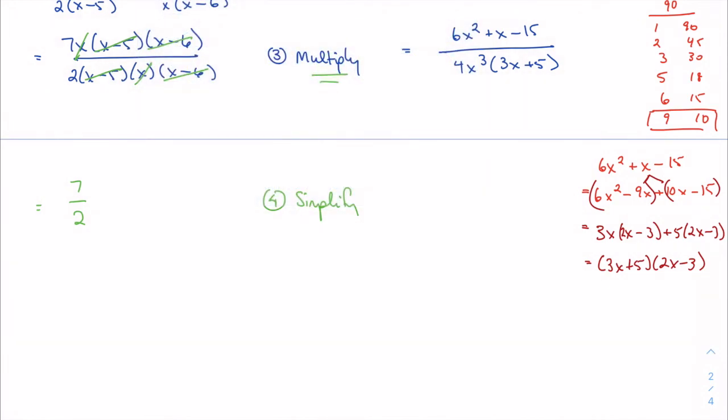So I shouldn't have assumed like I did. Don't ever assume. Please actually do the work and check. Don't be lazy like me. So our numerator becomes 3x plus 5 times 2x minus 3. Our denominator stays the same, but it does simplify. 2, 3x plus 5, so that can go away. And I'm left with 2x minus 3 over 4x cubed.